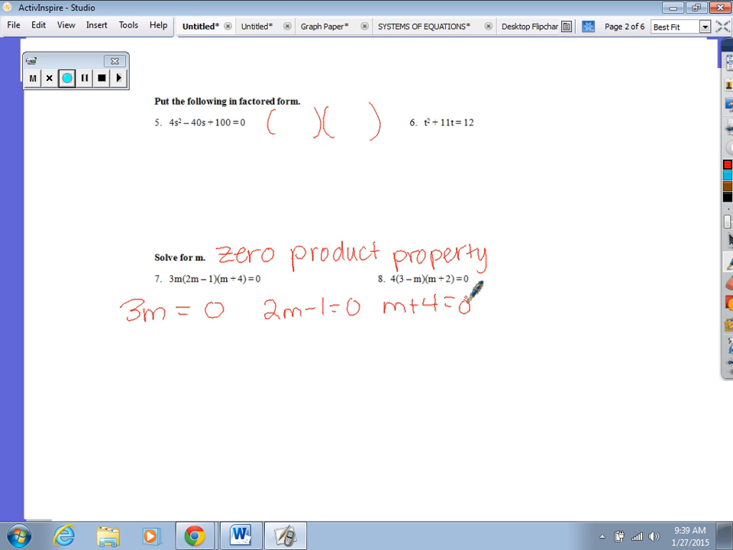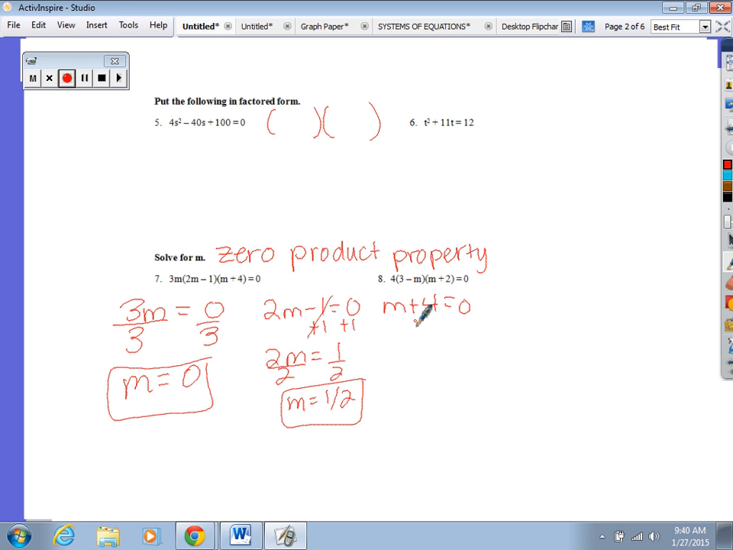Now what do we do to get m by itself? What is 0 over 3? What do I do here to get m by itself? So you'd have 2m equals 1, then what? So m is one half. And then what do we do right here? Subtract 4, and m equals negative 4. There are your 3 zeros. So this actually is not a quadratic function because it passes more than twice. But that's free knowledge. You don't have to know that.